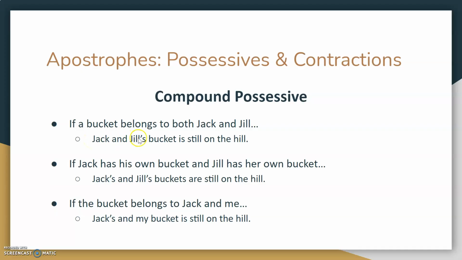If Jack and Jill ended in S, then we would just add an apostrophe. But Jack and Jill does not end in S, so to make Jack and Jill possessive, we just add apostrophe S. That leaves us with Jack and Jill's bucket.